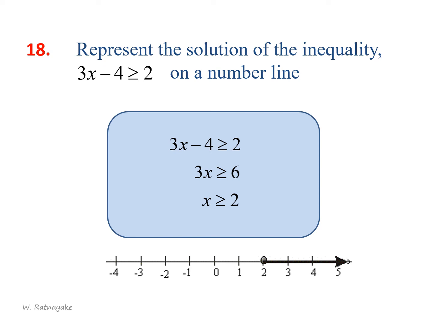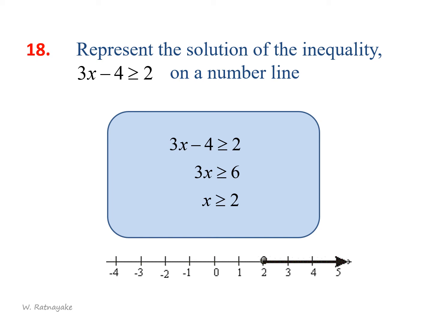So we can mark it like this and we can darken it. You have to show the 2 as a darkened circle, not as an empty circle. Why do you darken it? Because the equal sign is also there. So we have to show that for the solution we have the 2 also included, and the values on the right-hand side are also included. Therefore, we have to show it as an arrow drawn to the right-hand side.